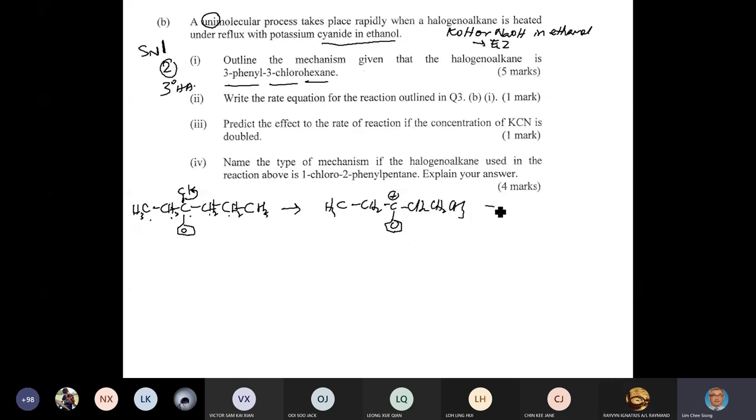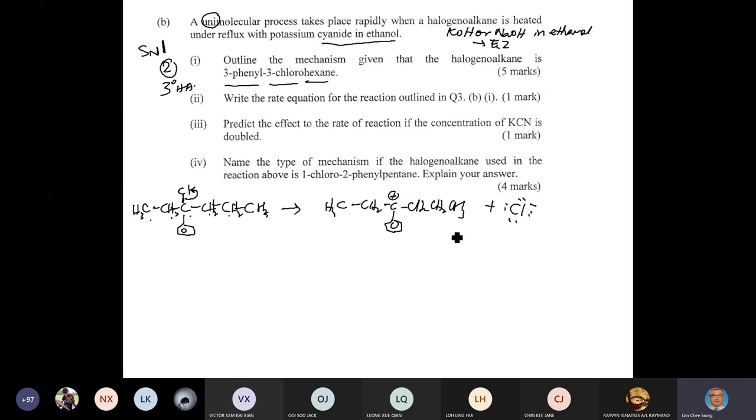So, wait, let me finish it. Yeah, what is it? So ethanol is not usually for an elimination reaction. Elimination can be in ethanol, but the reagent here must be potassium hydroxide or sodium hydroxide instead of cyanide. Understand? Okay, be careful with it.